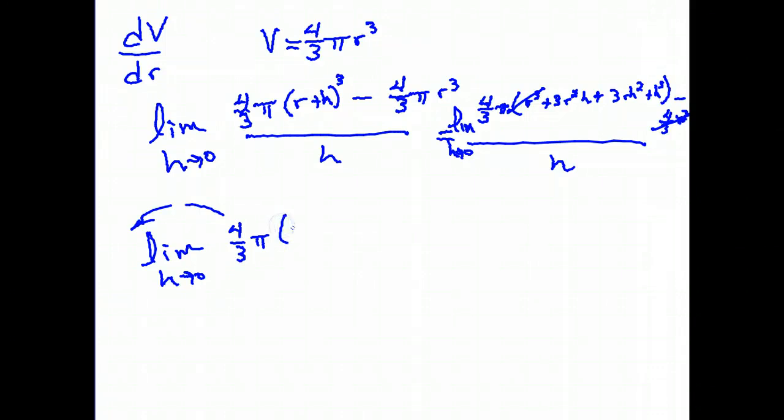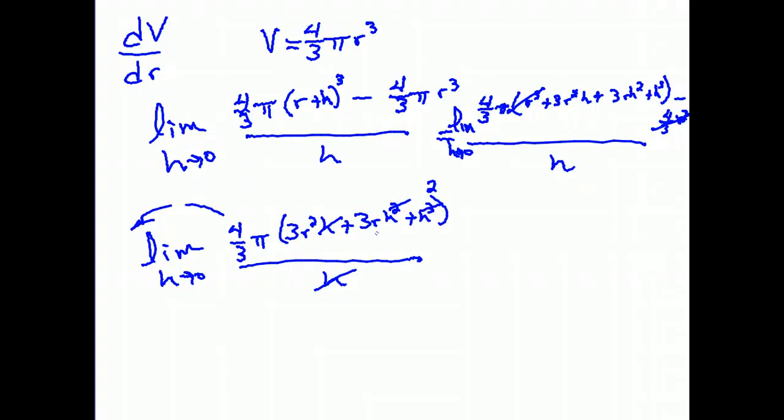And inside we have a 3r squared h plus 3rh squared plus h cubed. Okay, now all of that is over h. Now these h's cancel, and we still get an h there, and this becomes an h squared. And as h goes to 0, well, that goes to 0. So that term goes to 0, that term goes to 0, and we are simply left with the product of 4/3 pi times 3r squared.